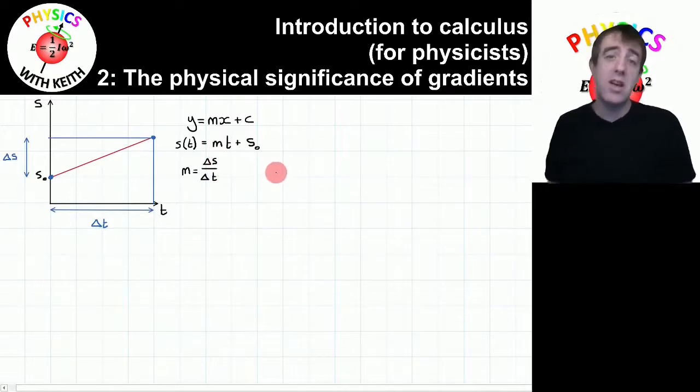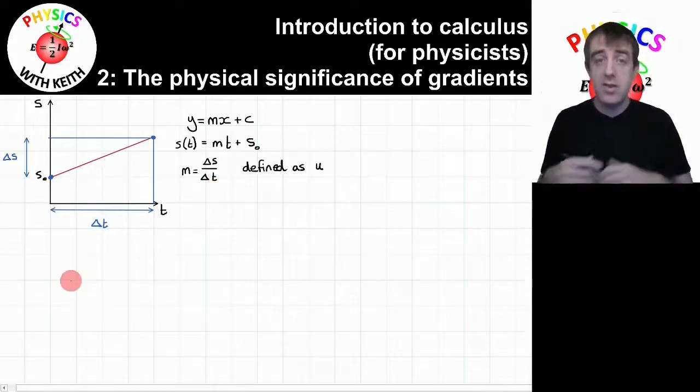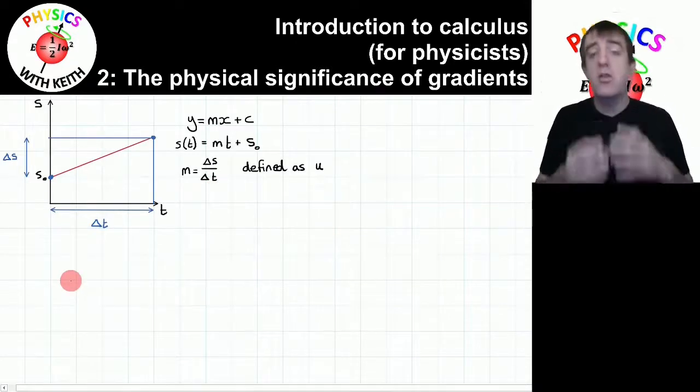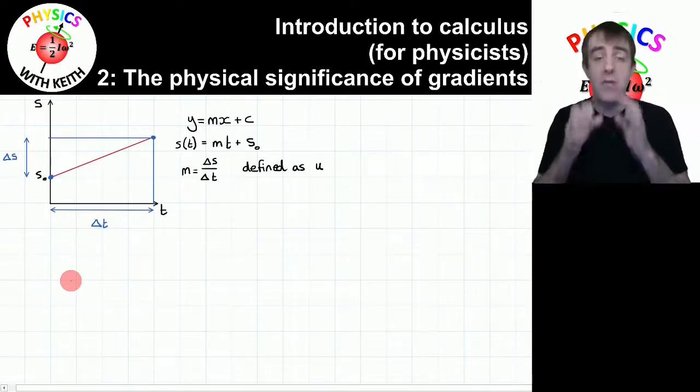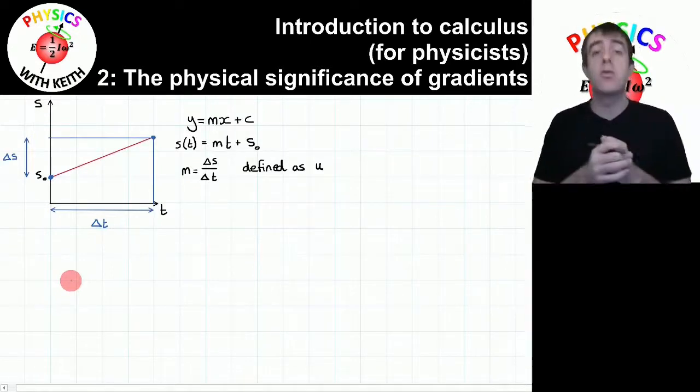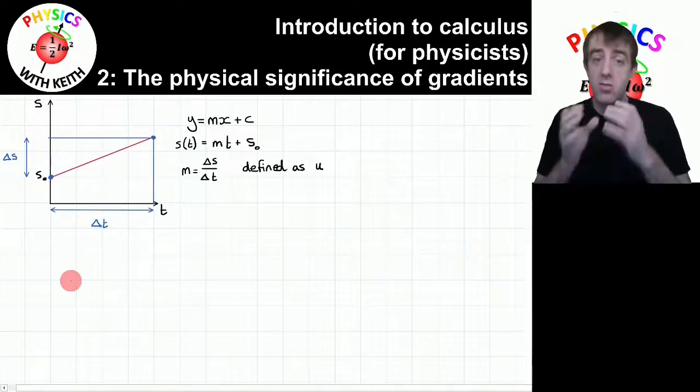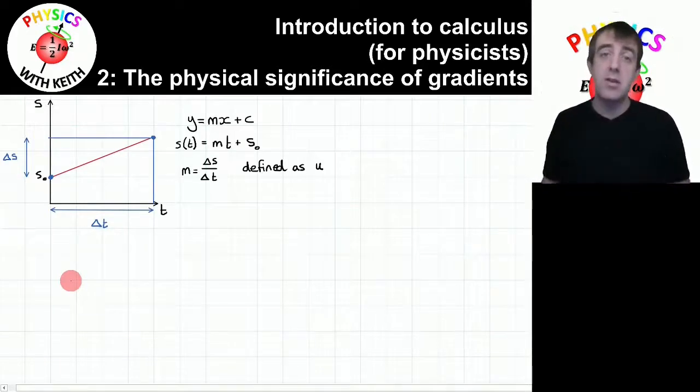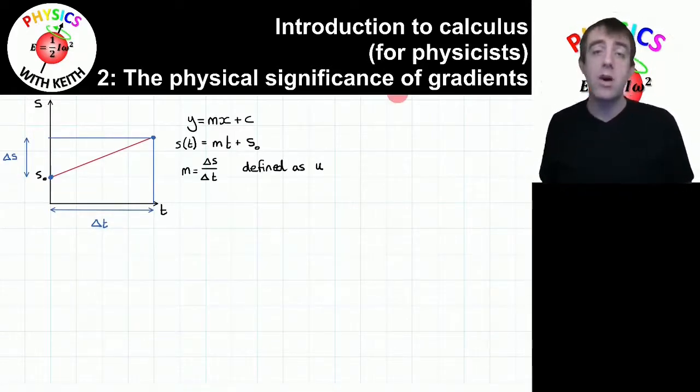Now we define a rate of change of displacement as a velocity. That's something that physicists have chosen. That's a definition that we have come up with. We have a quantity that we have invented called velocity, which is the rate of change of displacement. And on a displacement-time graph, that can be determined by measuring the gradient.